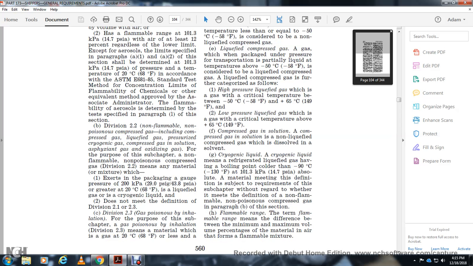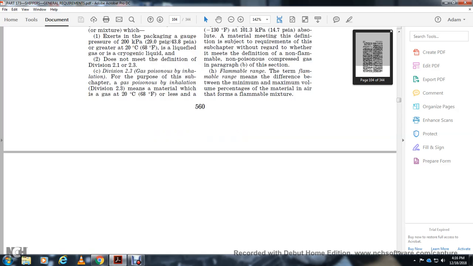Cryogenic liquid means a refrigerated liquefied gas having a boiling point colder than negative 130 degrees Fahrenheit at 14.7 psi absolute. A material meeting this definition is subject to the requirements of this subchapter without regard to whether it meets the definition of a non-flammable, non-poisonous compressed gas. In paragraph B of this section, flammable range means the difference between the minimum and maximum volume percentage of the material in air that forms a flammable mixture.